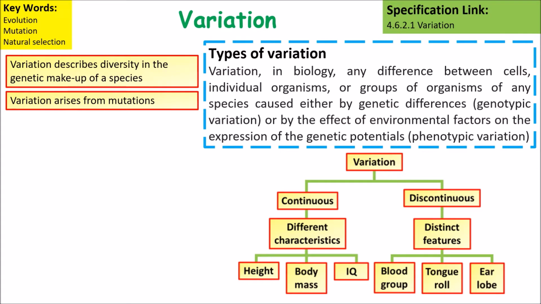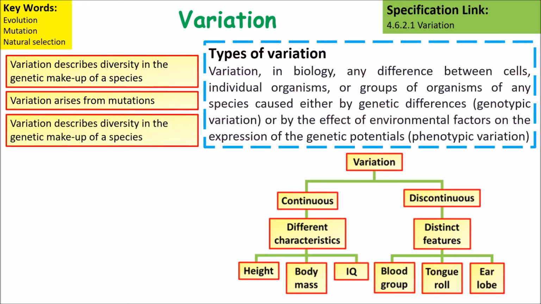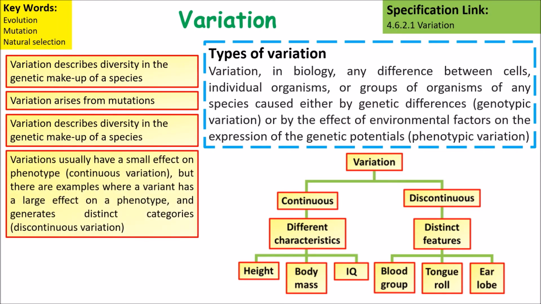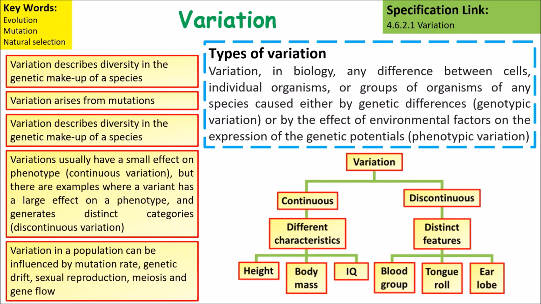Variation arises from mutations. Variation describes the diversity or genetic makeup of a species, like we just said. Variations usually have a small effect on the phenotypes, what a species looks like, but there are lots of examples where it can have a bigger effect on the genotype. So variation in a population can be influenced by mutation rate, sexual reproduction, meiosis, all manner of things.